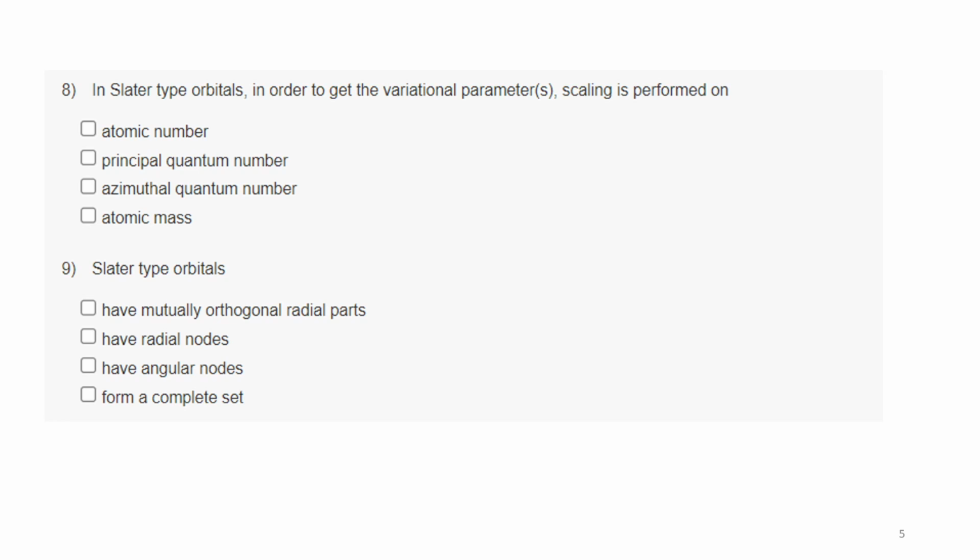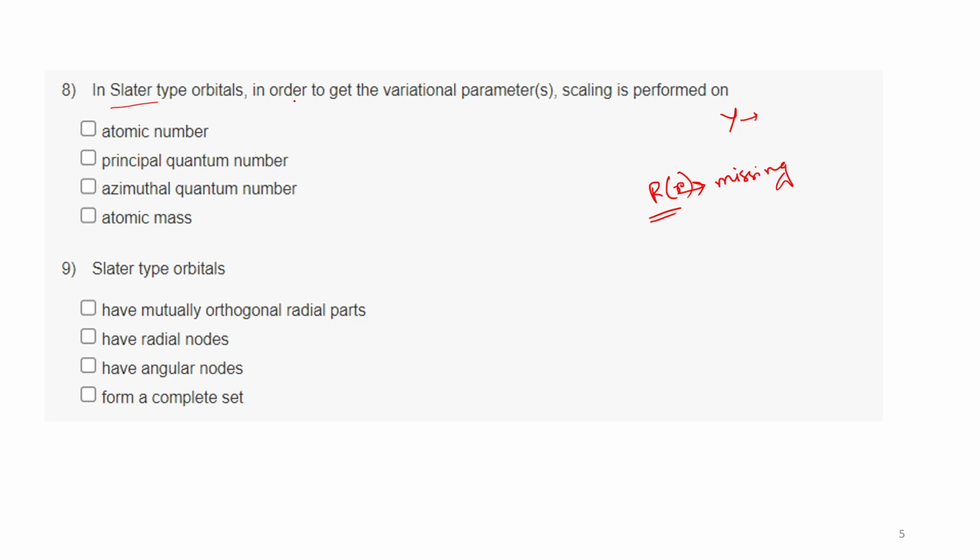In Slater type orbitals, in order to get the variational parameter, the scaling is performed on what? We have already seen that Slater type orbitals are almost like the 1s orbitals, where the R polynomial was missing, else everything was there, including the spherical harmonics. In both questions we are dealing with Slater orbitals. So let us first see the first question.